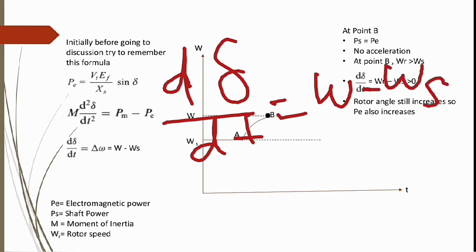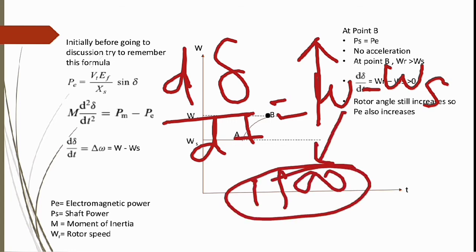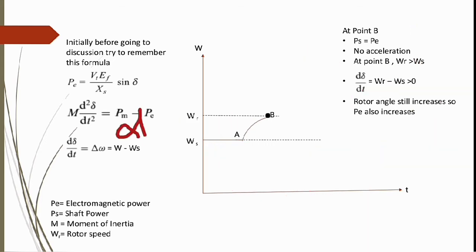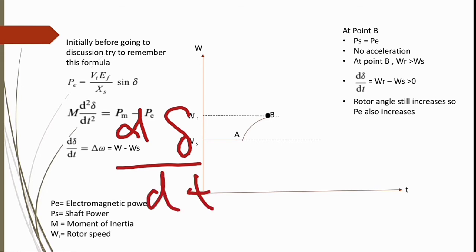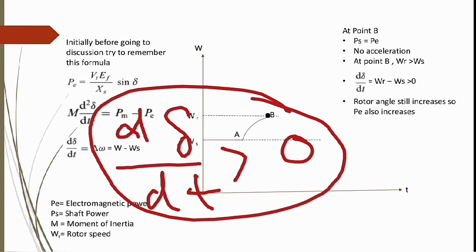So the value of omega is increased, because the value of omega here is almost 1500 rpm, and this one is 1000 rpm. So d del upon dt is positive. Okay, so the rotor angle still increases. That means the rotor angle still increases in this position.